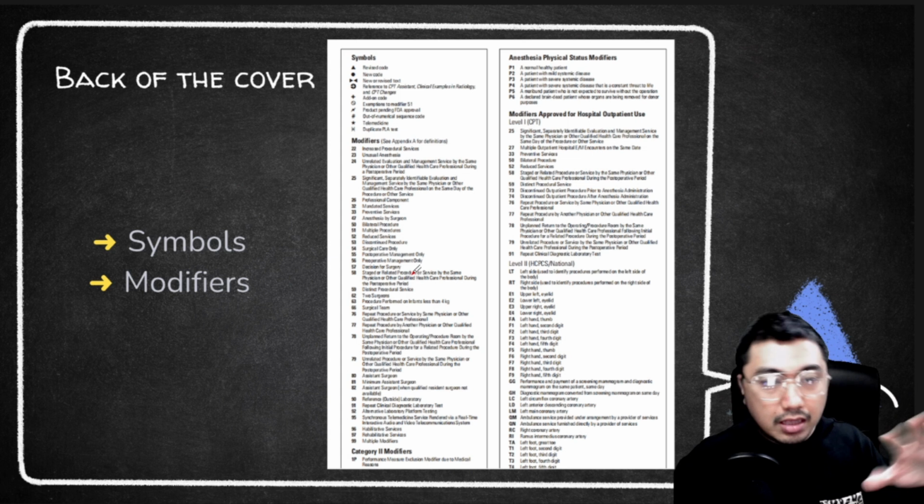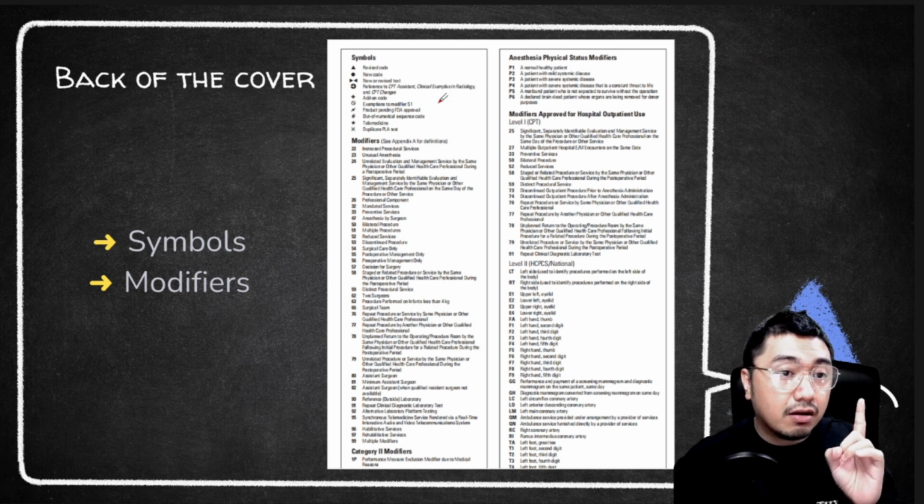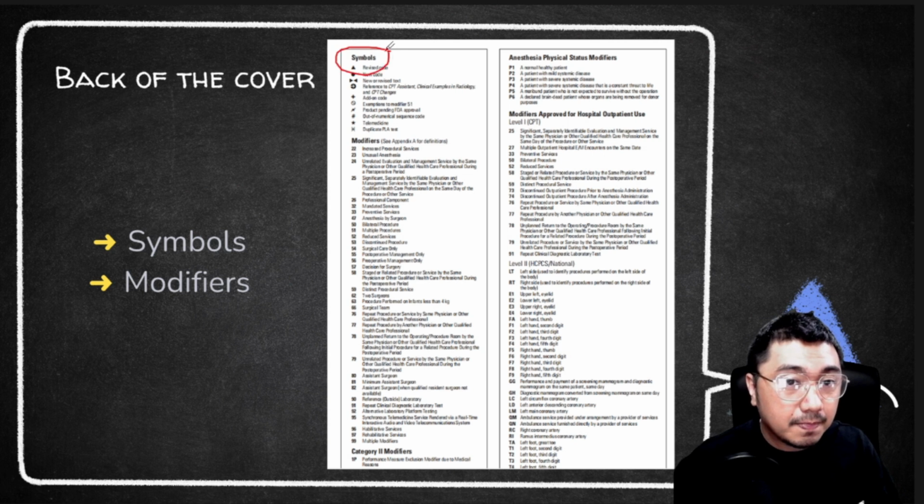That's going to be it. After your cover page, rather, it's going to be this. So you have this back of the cover. You have your symbols, okay? Here at the top, you also have your modifiers. So you have your modifiers and symbols located at the back page of your cover, okay?